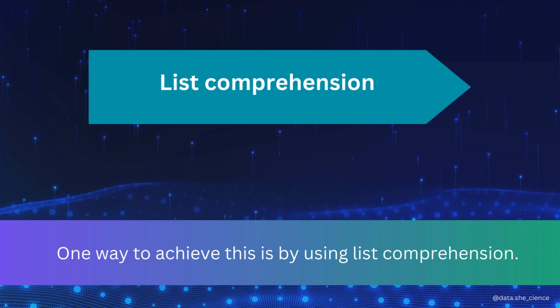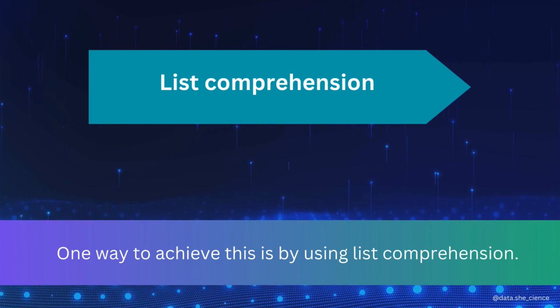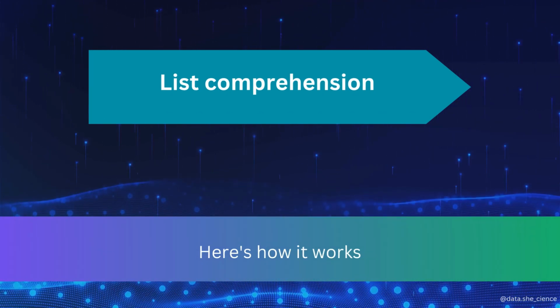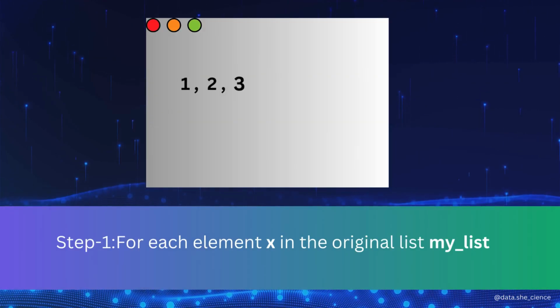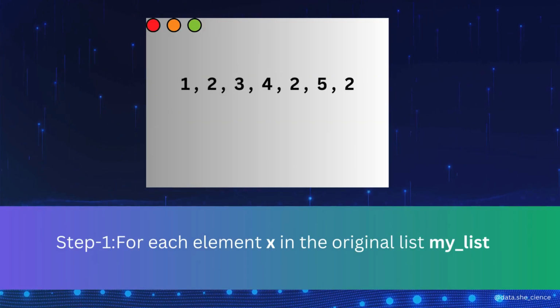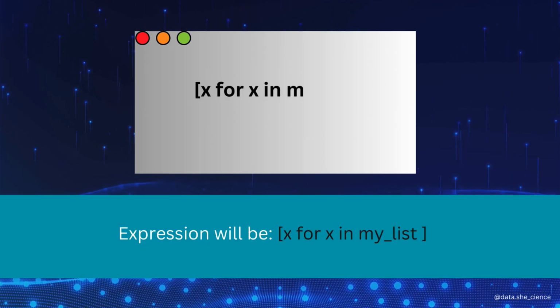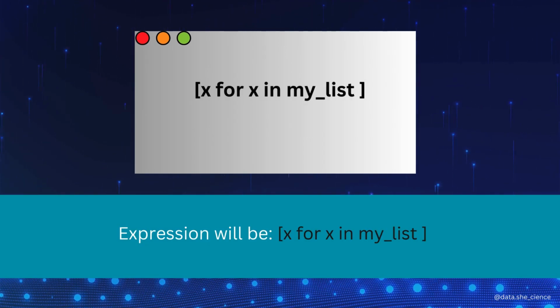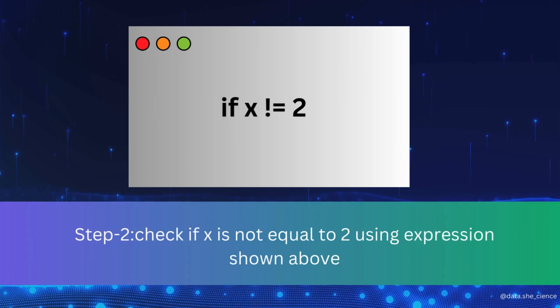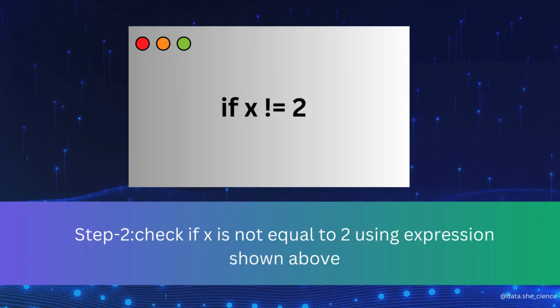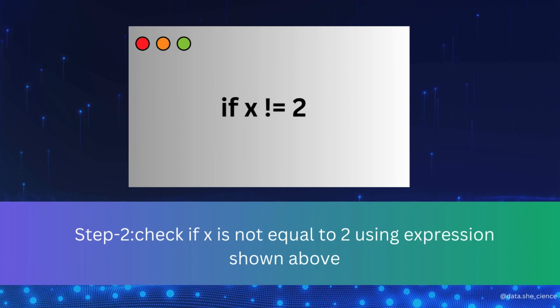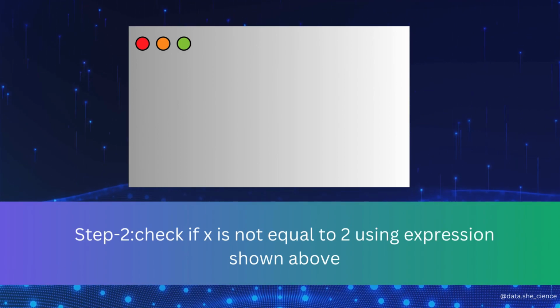One way to achieve this is by using list comprehension. Here's how it works. Step 1. For each element x in the original list, mylist, the expression will be inside square braces: x for x in mylist. Step 2. Check if x is not equal to 2 using the expressions shown above.